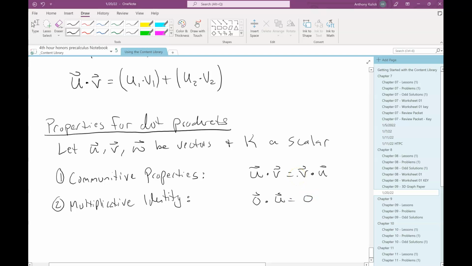The second, the easiest one that you'll have to prove, is the multiplicative identity property, that the zero vector dot any vector is just equal to 0.